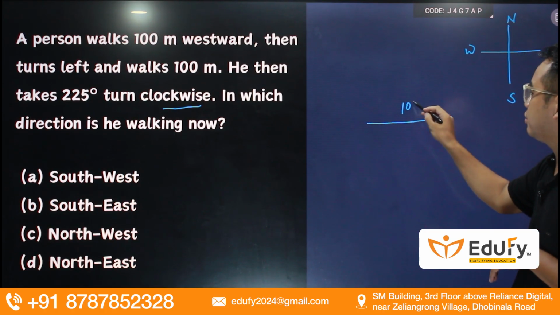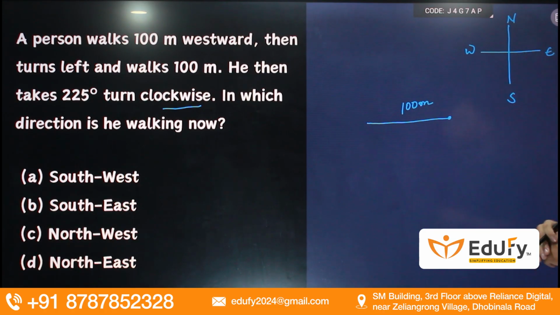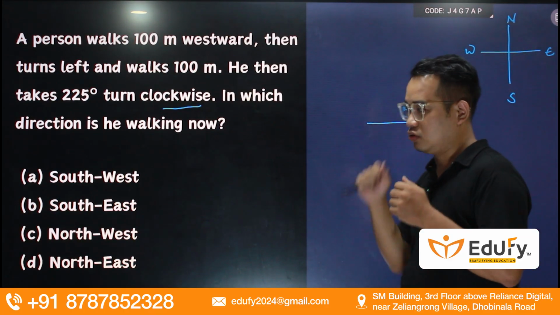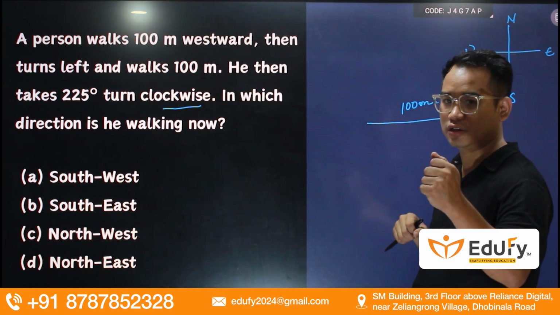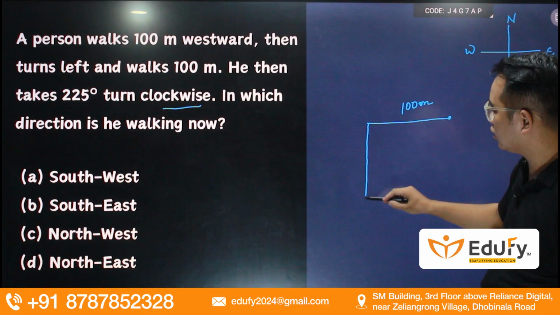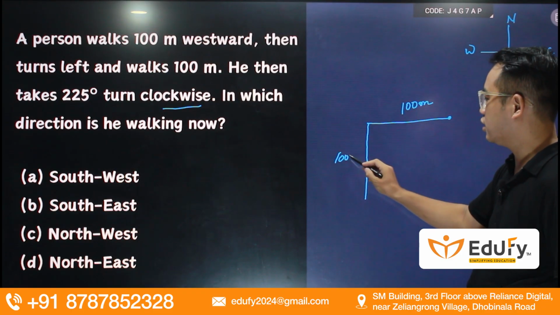So this is 100 meters west, and then he turns left and walks 100 meters. So he's going in this direction, so you're facing this side. This is your right hand, this is your left. So left means downwards. So I'm going here another 100 meters. So this is another 100 meters.